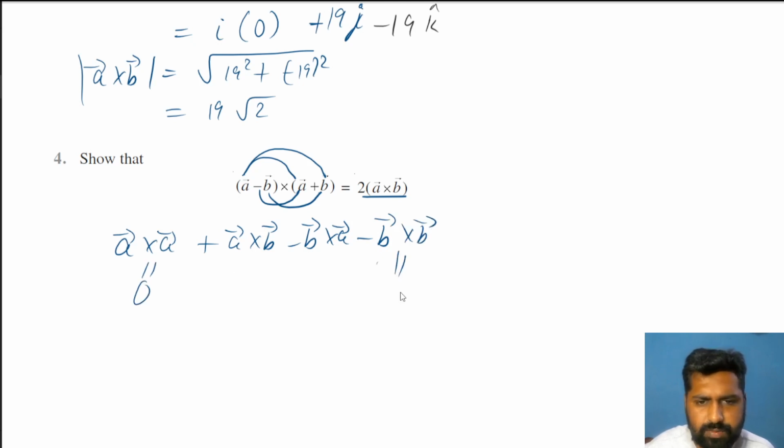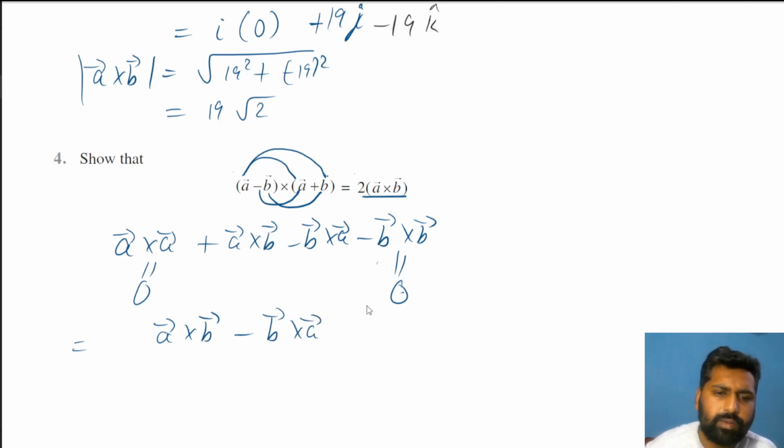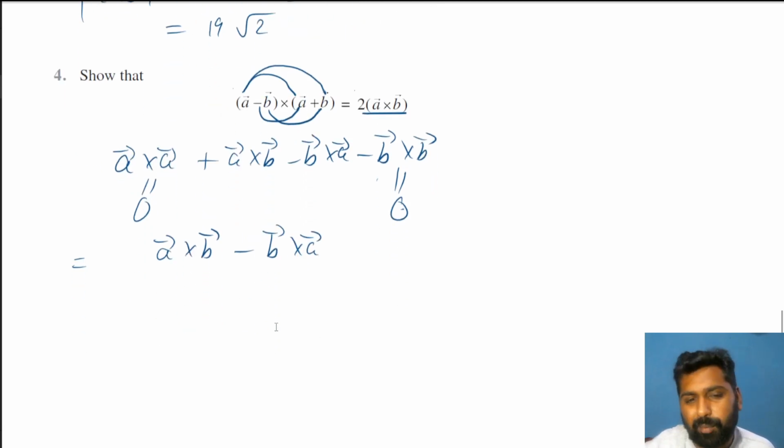What's B cross B? 0. Okay, so what we are left with is A cross B... no, this is 0 now. So what is left is only A cross B minus B cross A. And you know from the non-commutative property that B cross A is just the opposite of A cross B.